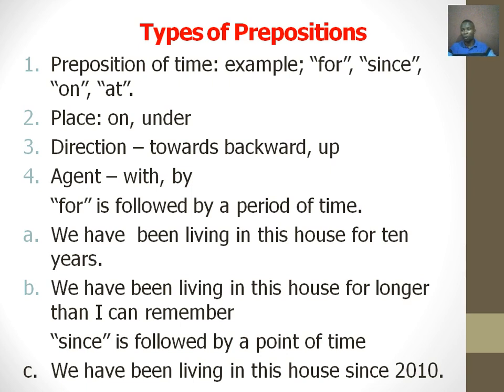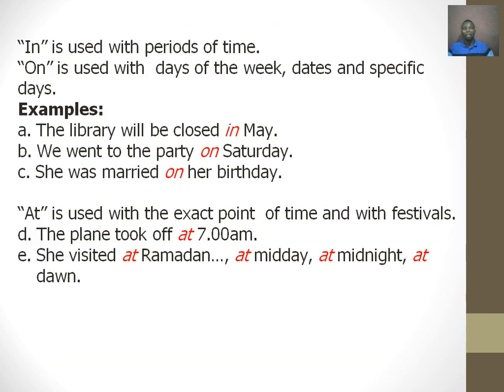And we've established that for as a preposition of time is used with a period of time or to show a period of time. And since is used to show a point in time. We have said also that on is used with days of the week, dates, and specific days. I traveled on the 21st of May 2020. 21st of May 2020 is a date, and I have used on with it. The library would be closed in May. She was married on her birthday. Those are examples of on used with days of the week and specific days.